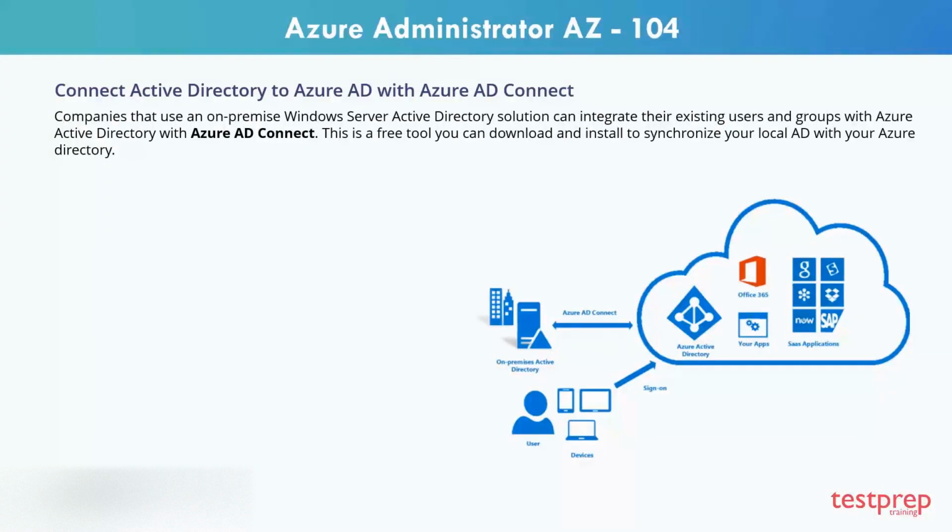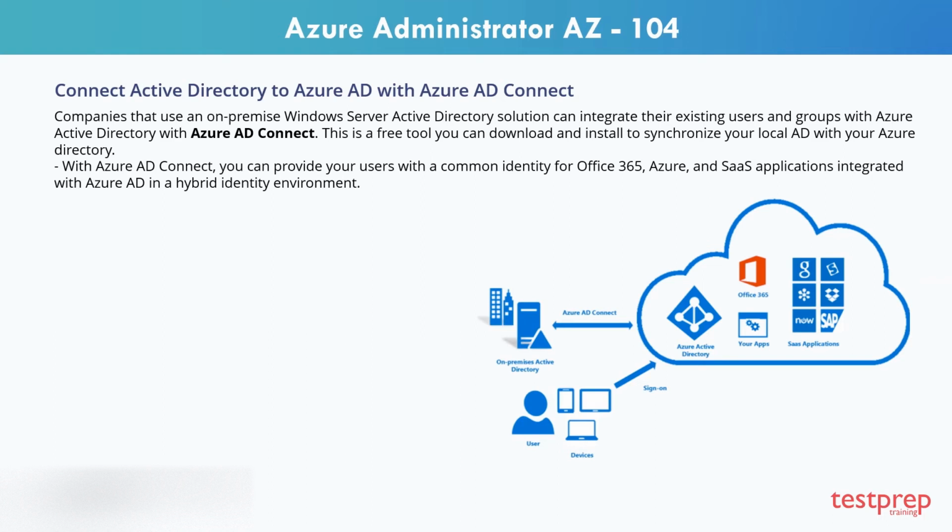Companies that use an on-premise Windows Server Active Directory solution can integrate their existing users and groups with Azure Active Directory with Azure AD Connect. This is a free tool you can download and install to synchronize your local AD with your Azure directory. With Azure AD Connect, you can provide your users with a common identity for Office 365, Azure, and SaaS applications integrated with Azure AD in a hybrid identity environment. Azure AD Connect provides several components that you can install to create a hybrid identity system.